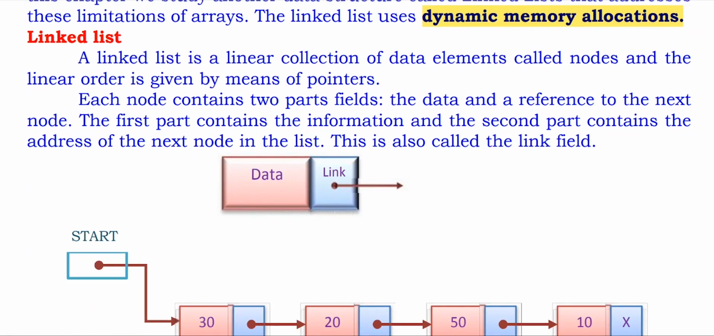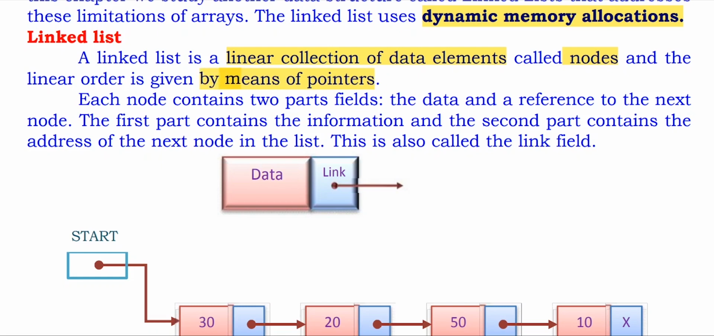A linked list is a linear collection of data elements. The word linear you have to remember, because it is a linear data structure: a linear collection of data elements or items called nodes. We will discuss what a node is. The linear order or linear relation is maintained by means of pointers. So this order is given by means of pointers, and that is very important here.